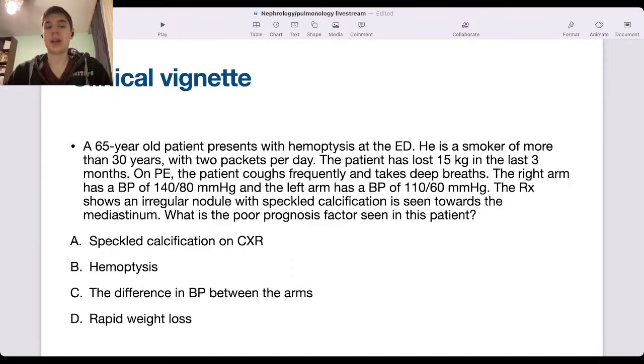The right arm has a BP of 140/80 and the left arm has a BP of 110/60. The chest X-ray shows an irregular nodule with speckled calcification towards the mediastinum. What is the poor prognosis factor seen in this patient? A. Speckled calcification on chest X-ray. B. Hemoptysis. C. The difference in blood pressure between the arms. Or D. Rapid weight loss.